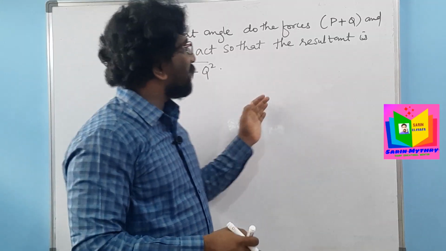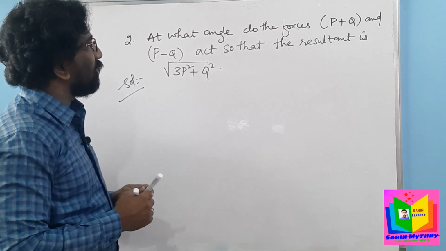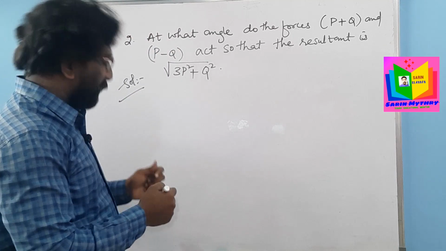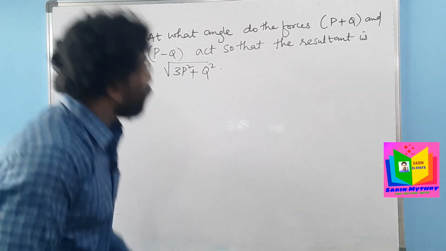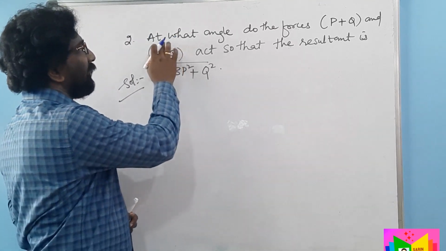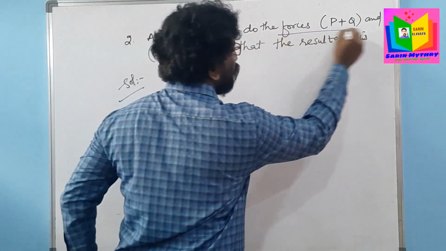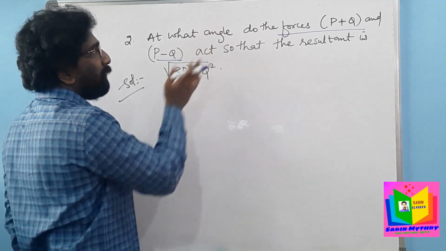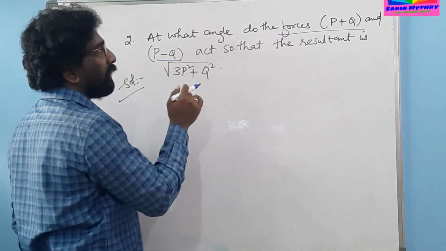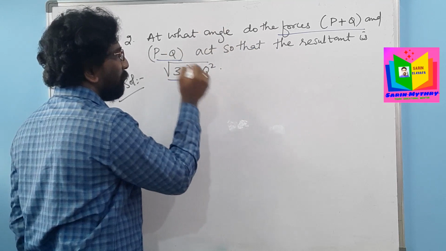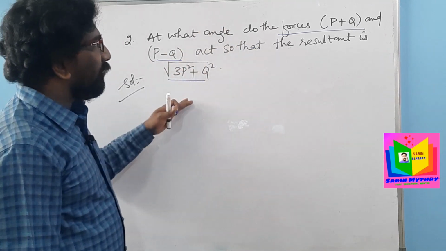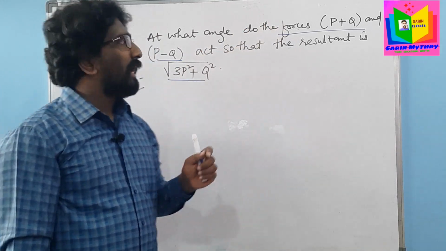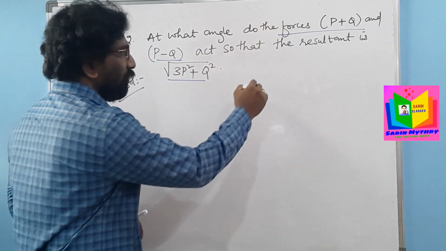Okay, now let us see the second numerical regarding forces. The problem is given that one force is P plus Q and the other force is P minus Q, and they are joined at some angle so that the resultant is the square root of 3P square plus Q square. We are supposed to find the angle of inclination between these two forces.